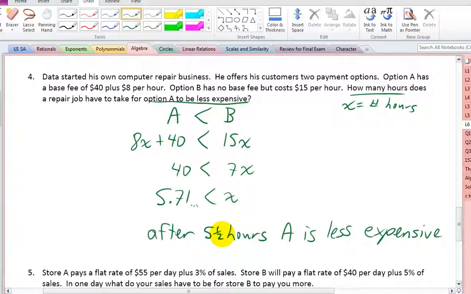So 5 is wrong. I'd take 5.5, okay? Or 6 or more. Those are some options there, okay? Any questions? Okay, try the next one. Go for it.